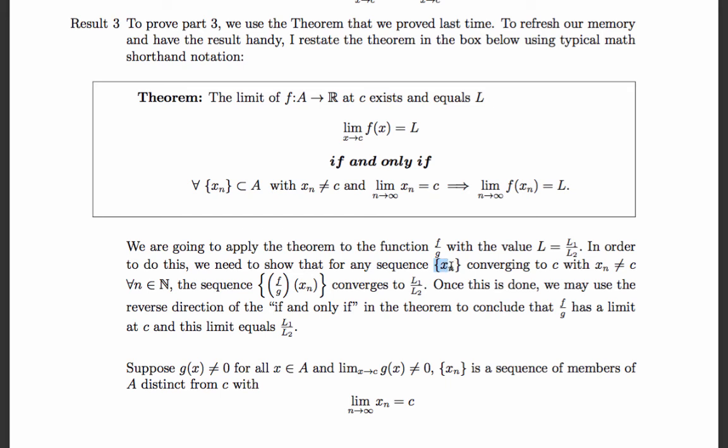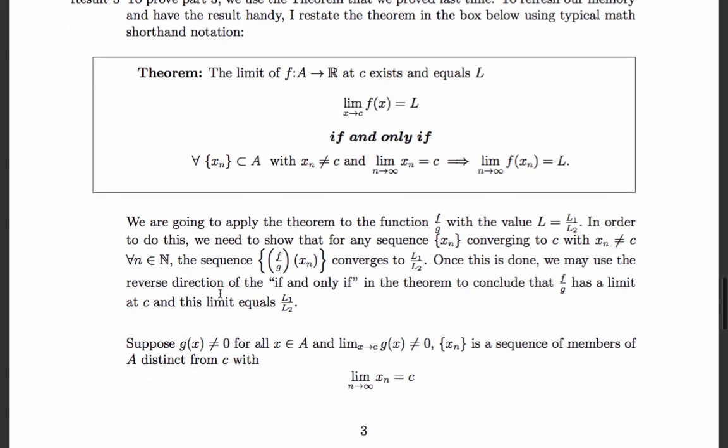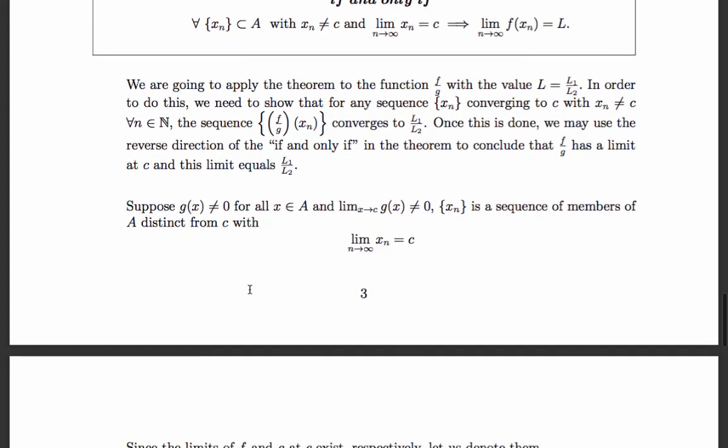So suppose xn is an arbitrary sequence converging to c, never equal to c. Then f divided by g of xn is itself a sequence, and it converges to L1 over L2. Again, that follows directly from the result on the quotient of sequence limits from our previous notes. So since this result implies this result, we've shown for the quotient this bottom condition is satisfied. And because this bottom condition is satisfied, it implies the top condition is satisfied for the quotient. Therefore, f divided by g has a limit at c and is equal to L1 divided by L2.